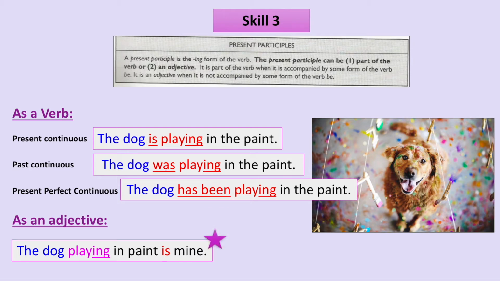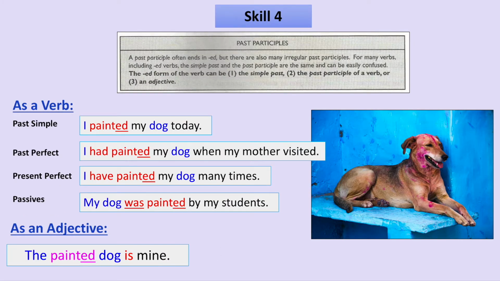We can see a present participle used as an adjective in this sentence. The dog playing in the paint is mine. Skill 4 is about past participles. A past participle often ends in ed, but there are also many irregular past participles.